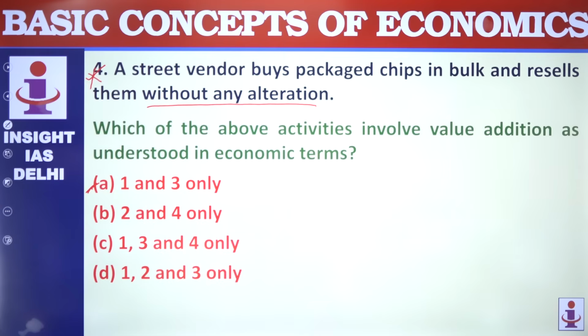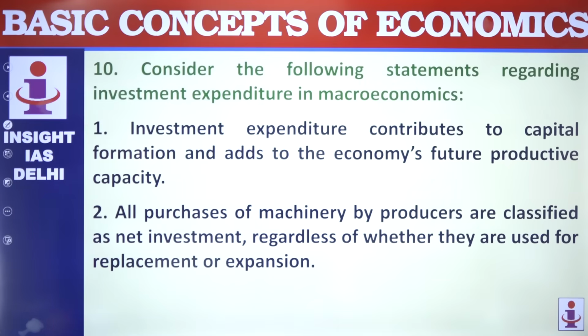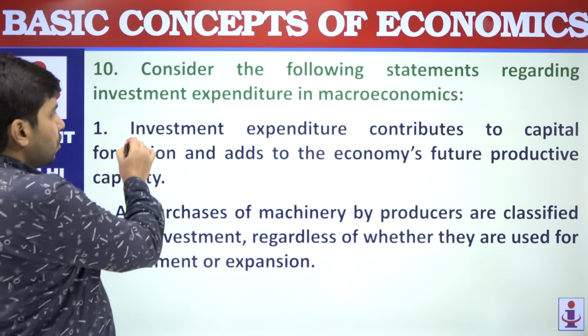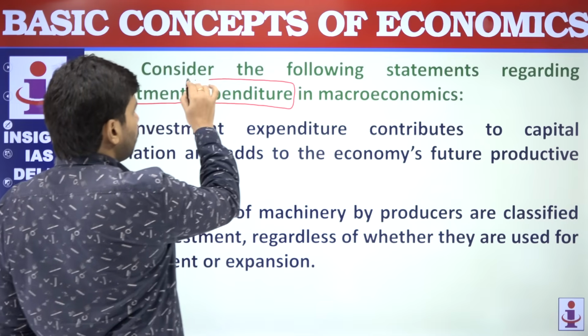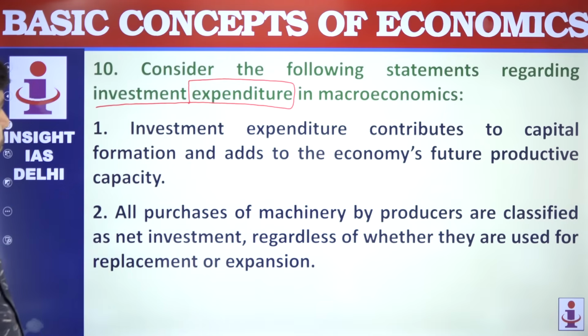Then we have the next question regarding investment expenditure. Investment expenditure contributes to capital formation and adds to the economy's future productive capacity. Yes. What is investment expenditure? The kind of expenditure done by means of investment, that is investment expenditure. It contributes to capital formation and adds to the economy's future productive capacity. Yes, statement 1 is correct.